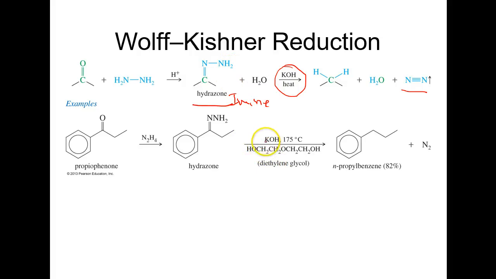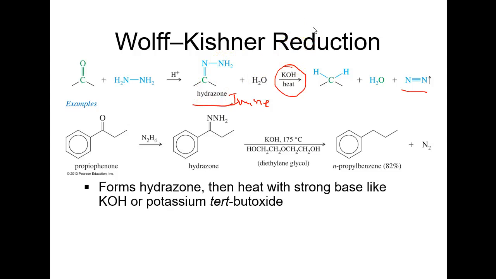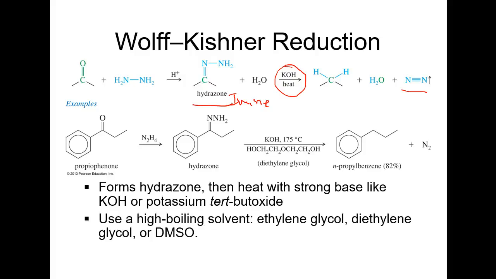The mechanism, we're going to talk about in class. I'm sure it's in the book if you'd like to look, or if you want to try to figure it out. Basically, your base keeps plucking off your hydrogens here. It plucks off a hydrogen, forms a nitrogen double bond. This then grabs a hydrogen from water, and it does it a second time. That's basically the mechanism, but we will go over it in class. So it forms a hydrazone. Then with heat and strong base, you can do the reaction.